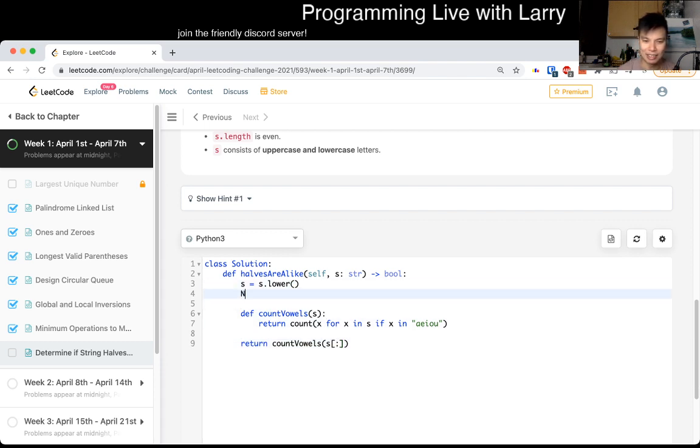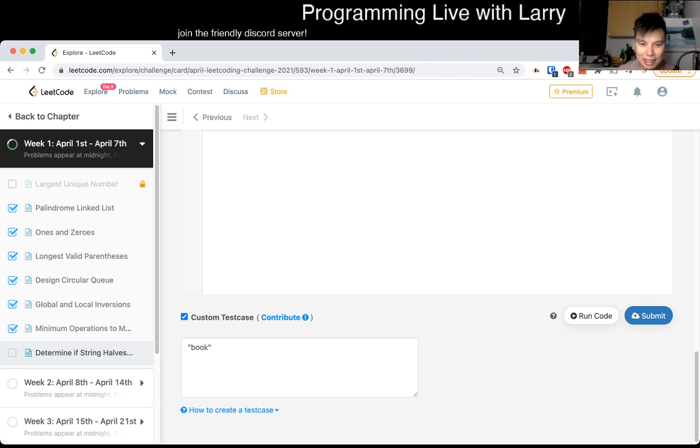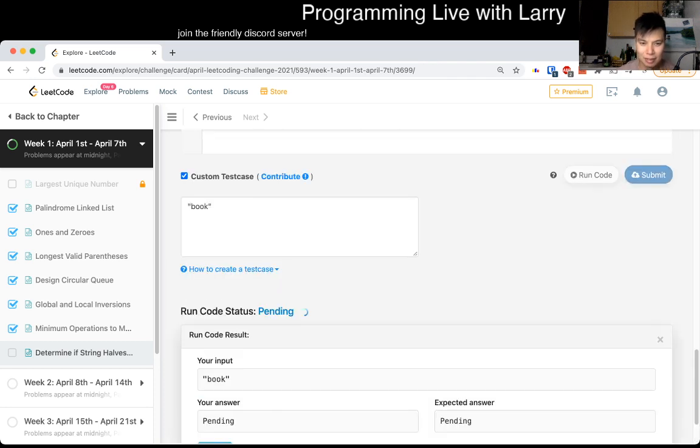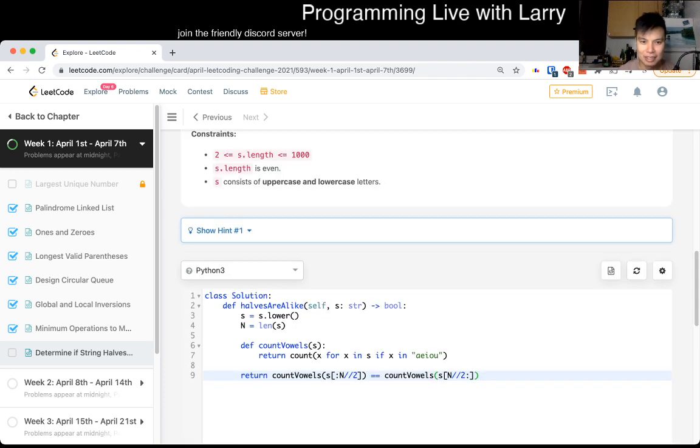Okay, fine. Let's just do n is equal to the length of S. I'm always a little bit sketchy about the off by ones. Of course, you can do things to make this a one-liner, but I am just writing it like this. Textbook. And Merry Christmas, I think, was the other example. Right? And then there's an AE.